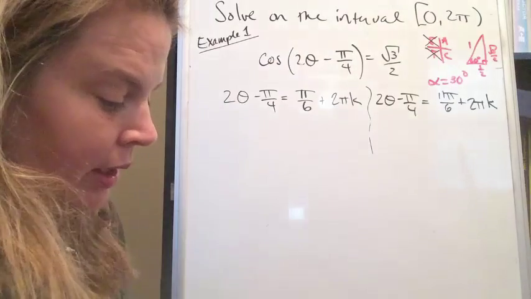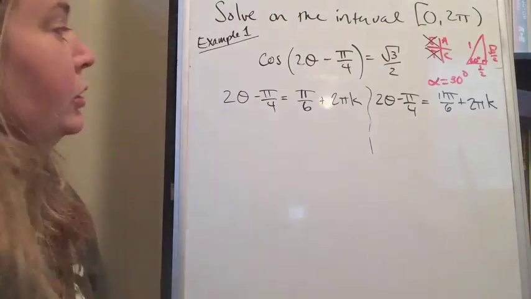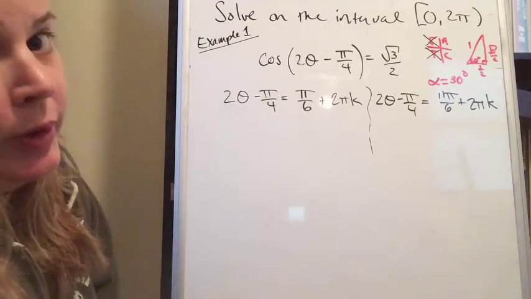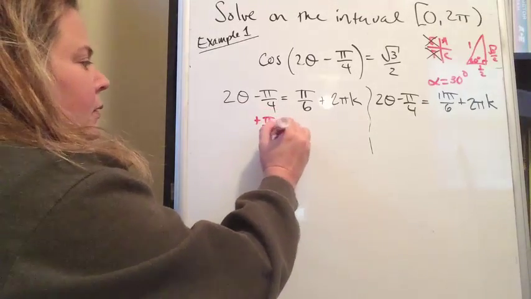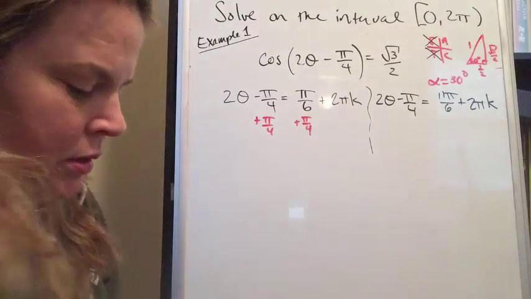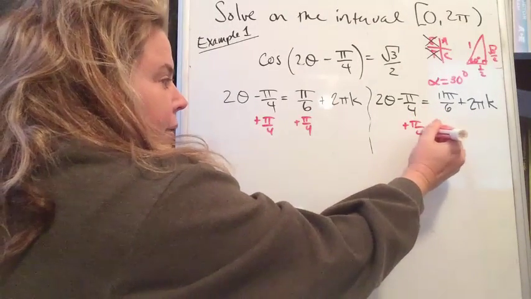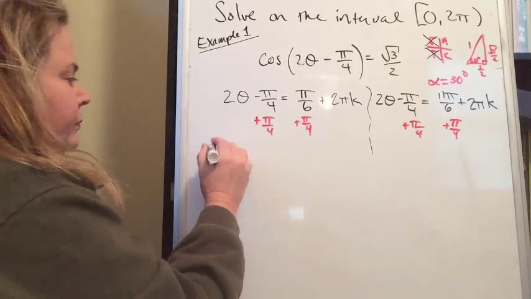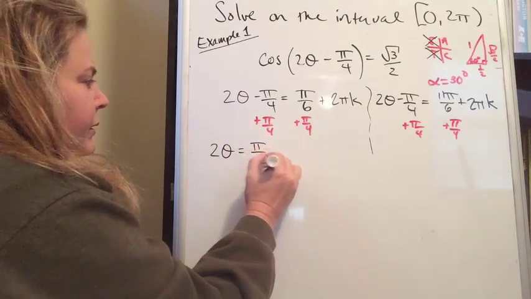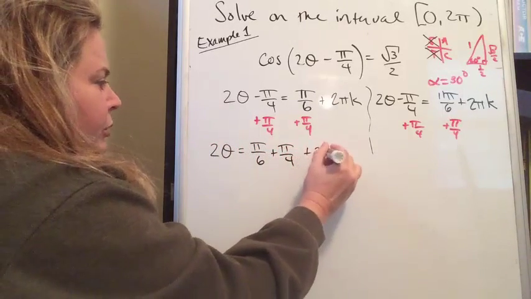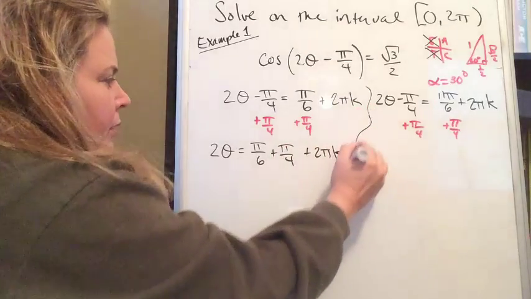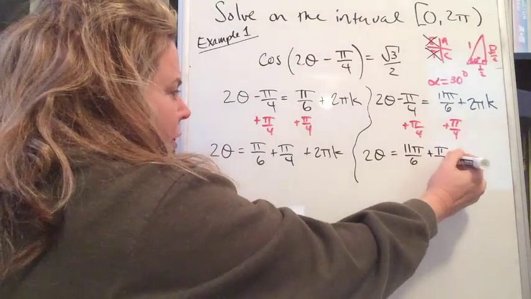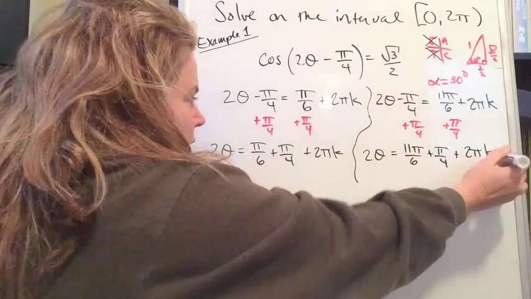All right, but we are solving for theta. So we need to get theta by itself. We have two different equations that we're going to work with. So I'm going to add pi over 4 to both sides of both equations. Okay, so we have 2 theta is equal to pi over 6 plus pi over 4 plus 2 pi k. And our other equation, 2 theta is equal to 11 pi over 6 plus pi over 4 plus 2 pi k.